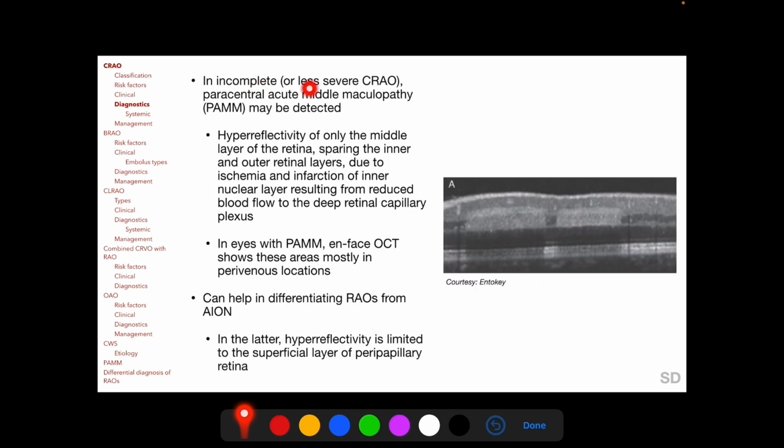In incomplete or less severe central retinal artery occlusion, paracentral acute middle maculopathy or PAMM may be detected, which appears as hyperreflectivity of only the middle layer of the retina as seen here in this OCT image, sparing the inner and the outer retinal layers due to ischemia and infarction of the inner nuclear layer resulting from reduced blood flow to the deep retinal capillary plexus. And in eyes with PAMM, end-phase OCT shows these areas mostly in perivenous locations, the perivenous locations being the farthest from the arteries.